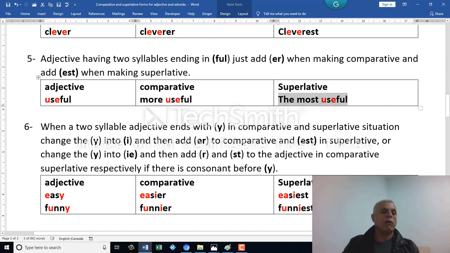Okay, let's go to the case where we have a two syllable adjective that ends with y, where y is at the end of the adjective.